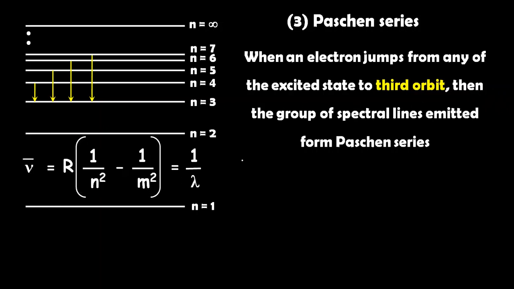Wave number nu bar equals R into 1 by n square minus 1 by m square, which in turn is equal to 1 by lambda. Here, the principal quantum number of the lower energy level to which the electron jumps is n equal to 3.